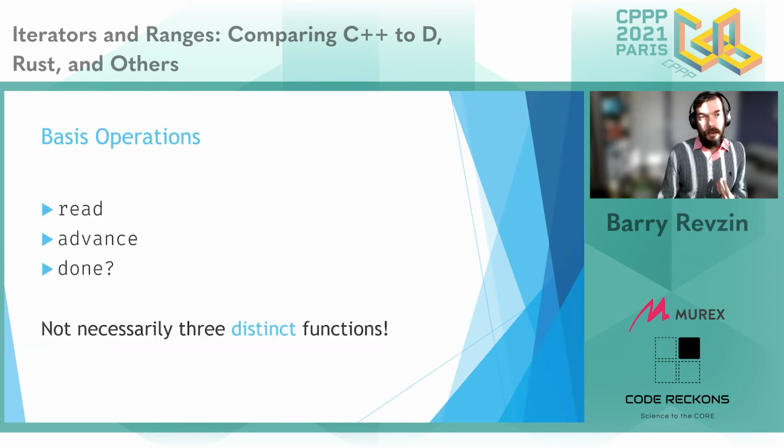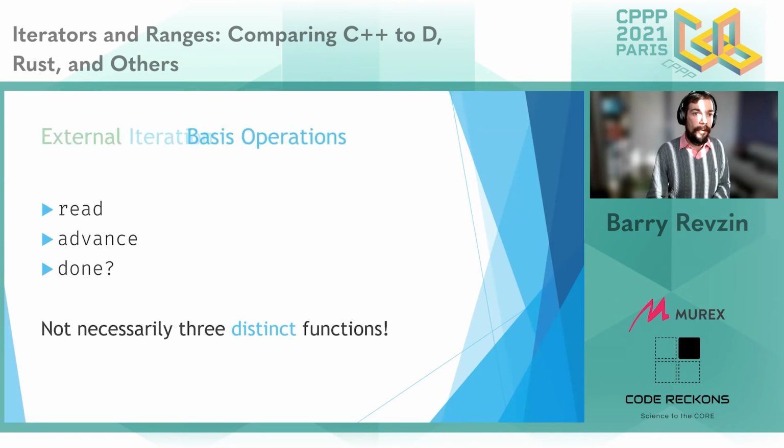When I originally presented the basis operations for consuming a sequence, I talked about read, advance, and done, and I've shown examples where these aren't necessarily distinct functions. I've shown two models where we have three functions, I've shown two models where we have two different sets of two, and I've shown models that only have one. But this isn't really the complete story. When I say that these are the basis operations, what I really meant was that these are the basis operations for external iteration.